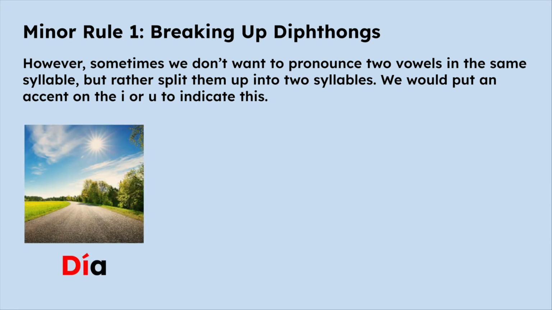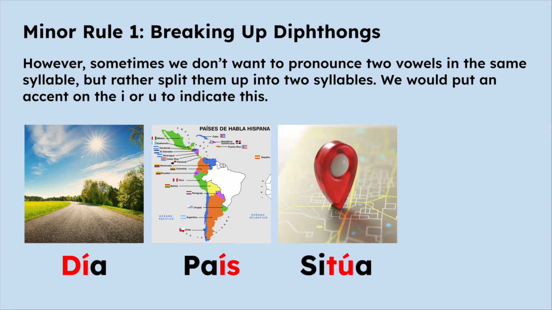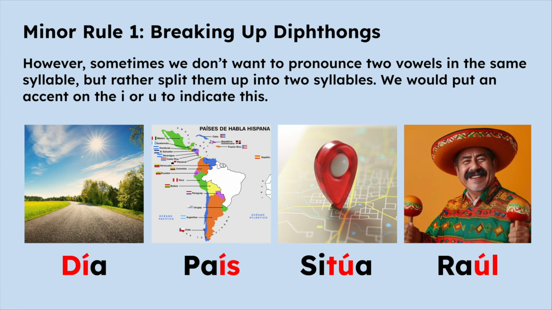Día, two syllables, not dia. País, two syllables. Without the accent, it would be pais, and we don't want it to be said like that. So país, accent on the I. Situá, three syllables. Without the accent, it would be situa, and we don't want it to be pronounced like that. We want it to be situa with three syllables, accent on the U. Raúl, two syllables, accent on the U. Without the accent, it would be Raul.